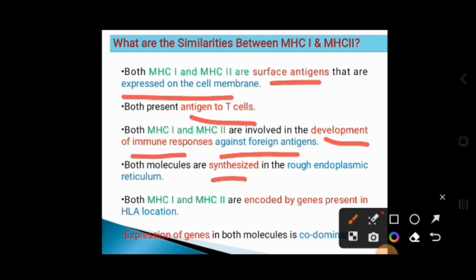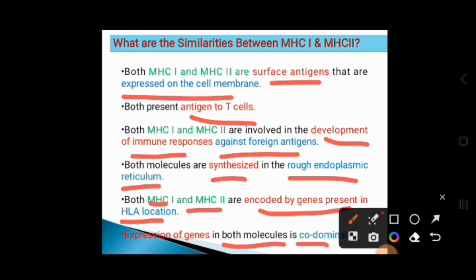Both molecules are synthesized in the rough endoplasmic reticulum. Both MHC I and MHC II are encoded by the genes present in the HLA location. And the expression of genes in both molecules is codominant. These are the similarities between MHC I and MHC II.